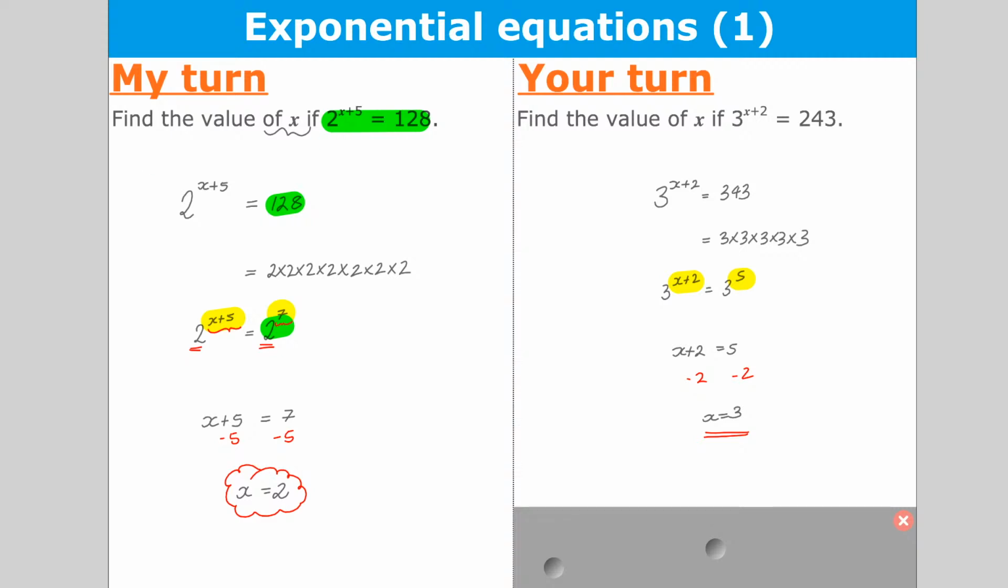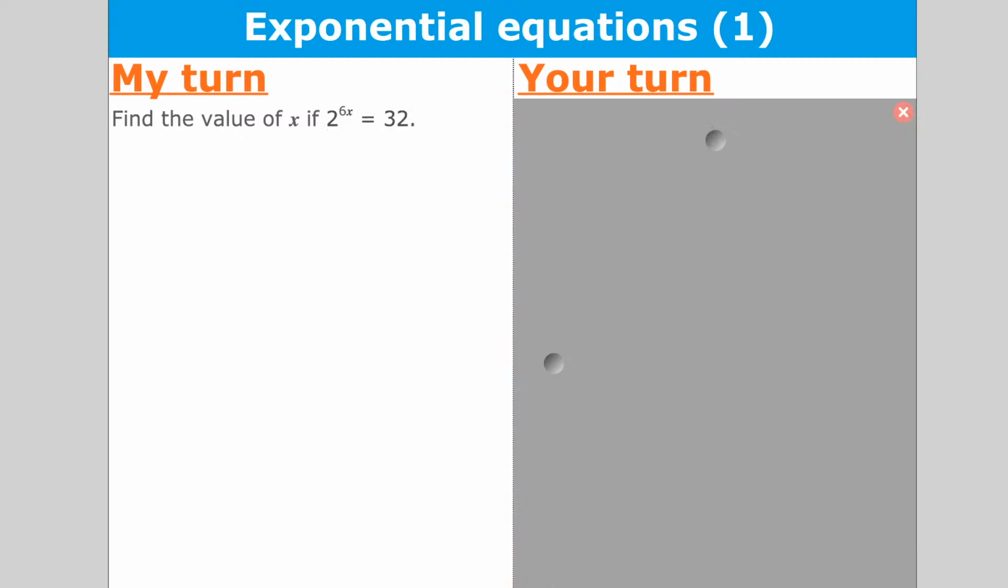Okay, I'm going to ramp this up. Here we go. Next one. Find x, or find the value of x, if you know 2 to the power of 6x is 32. I'll write like this. 2 to the power of 6x is equal to 32. So we can write 32 as a power of 2. Hopefully you know by now that's 2 to the power of 5, because 2 times 2 times 2 times 2 times 2 is 32. So we've got ourselves that 2 to the power of 6x is equal to 2 to the power of 5.